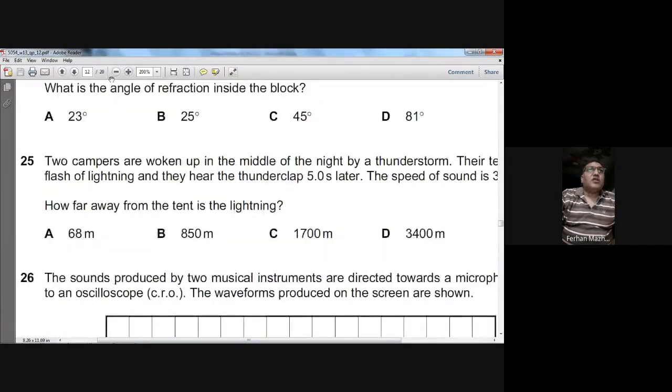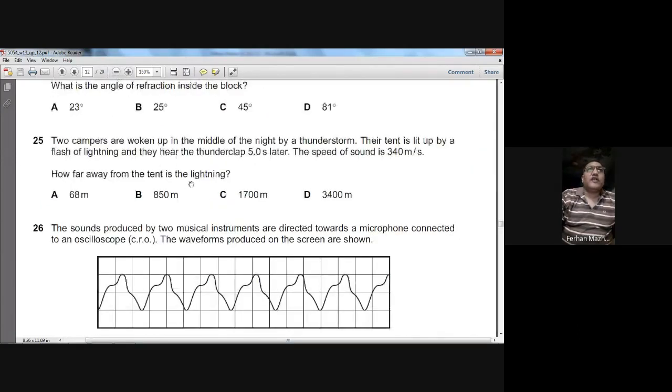Okay, sir. On your screen, we have question number 29. Two campers are woken up in the middle of the night by a thunderstorm. The tent is lit by a flash of lightning, and they hear the thunderclap 5 seconds later. The speed of sound is 340 meters per second. How far away from the tent is the lightning? You know, they know the speed of sound, which is given, 340 meters per second.